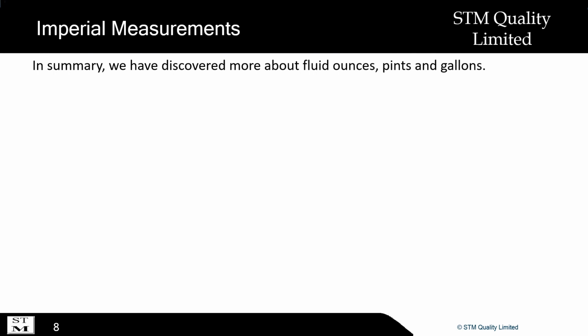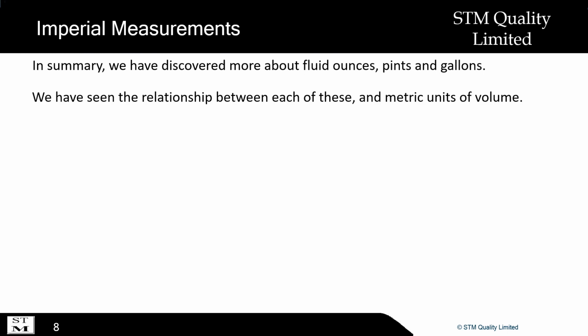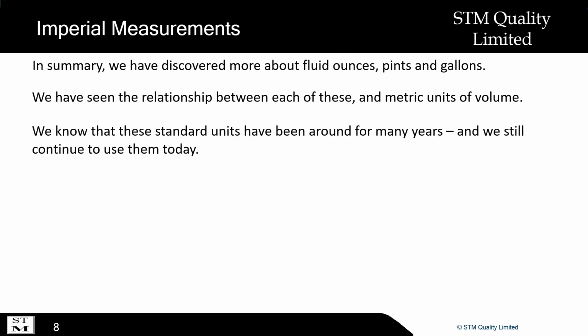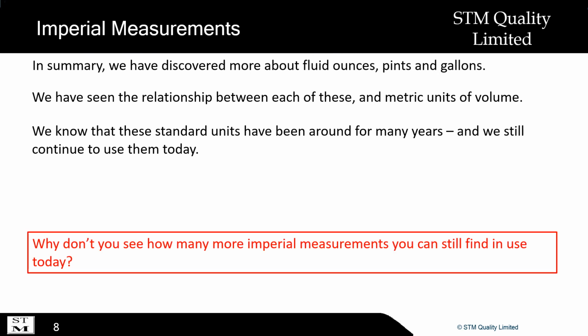In summary, we have discovered more about fluid ounces, pints and gallons. We have seen the relationship between each of these and metric units of volume. We know that these standard units have been around for many years, and we still continue to use them today. Why don't you see how many more imperial measurements you can still find in use today?